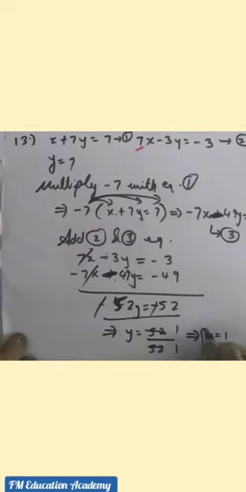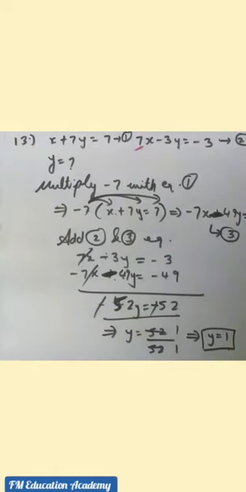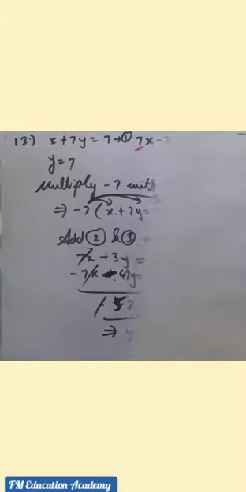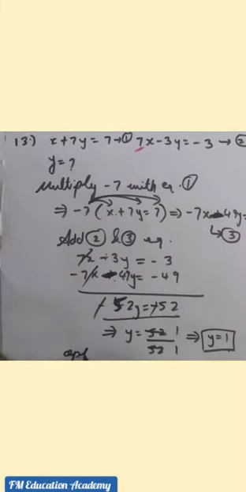So what did we get? We got y is equals to 1. In which option y is equals to 1 is there? Observe, we have y is equals to 1 in the first option. So we got our option 1 is correct, that is y is 1. Option 1. Moving on to 14th question.